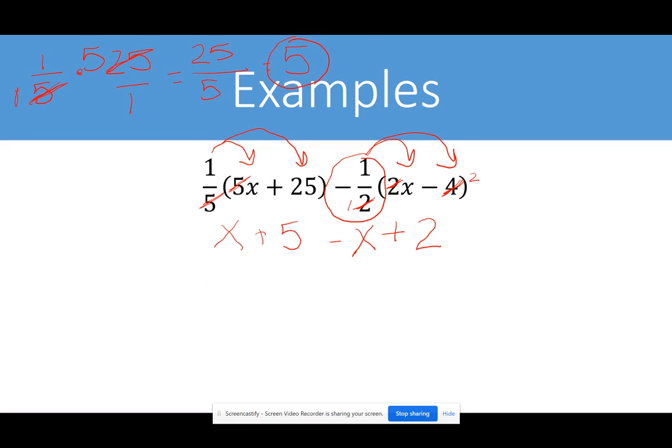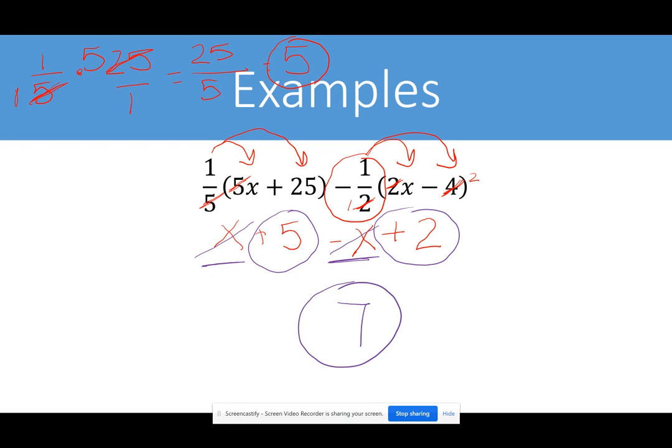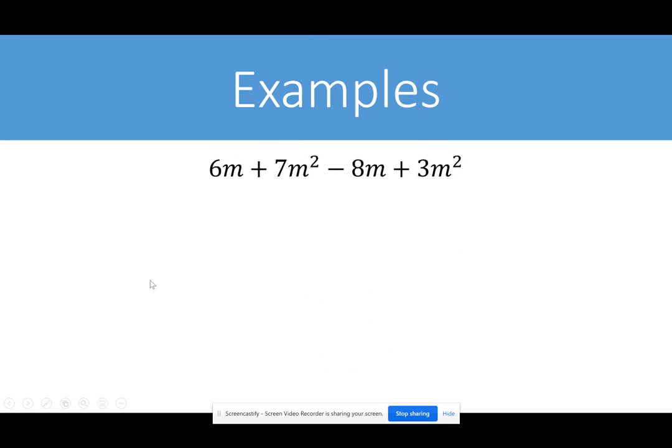So now we want to combine our like terms. We have x minus x, which would just be 0, so they cancel out. Then we have positive 5 plus 2. So we just get 7, and that's our final answer. So fractions aren't as scary as they seem.